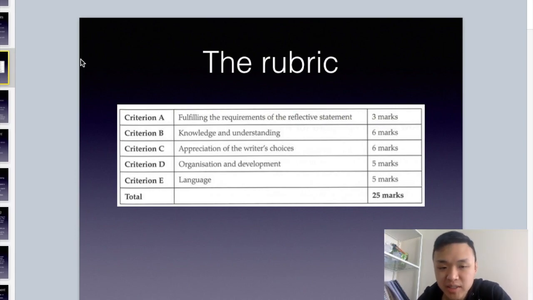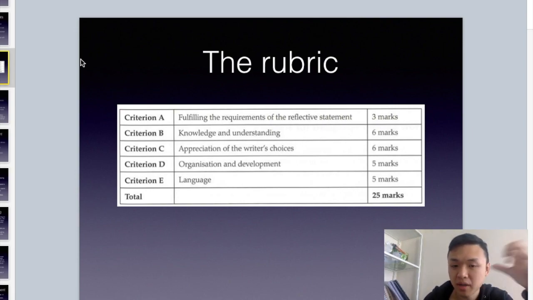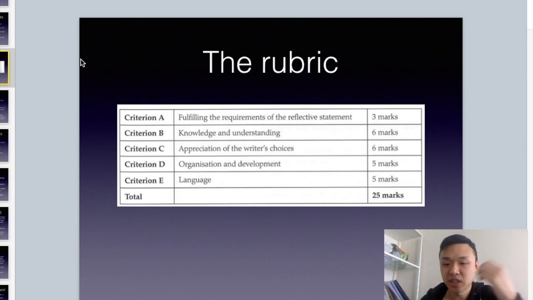Criterion D is organization and development. I would say this is a very easy part to get a level 7 in, because in the rest of this video, I'm going to share with you the structure that level 7 students use. If you just follow the structure, you will get 5 out of 5 for organization and development, because organization and development is about how you structure your essay. I'm going to teach you later a very specific way you can structure your essay for the reflective statement and for the written assignment in the end.